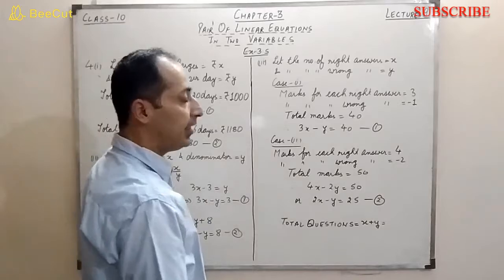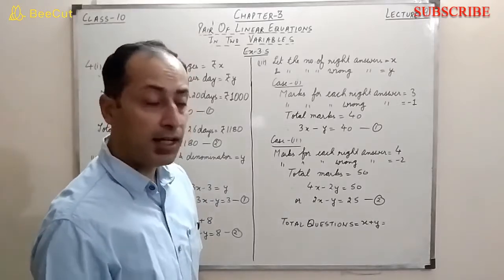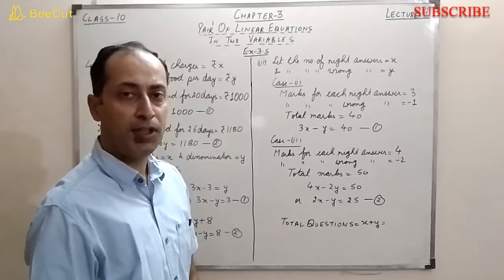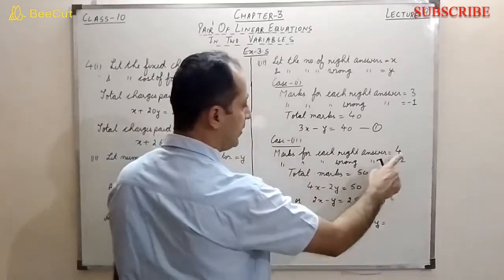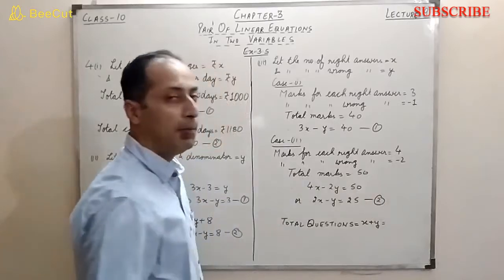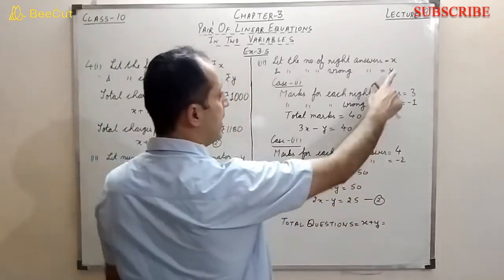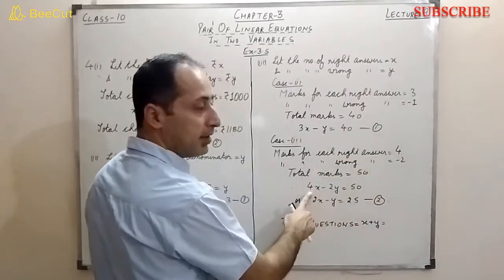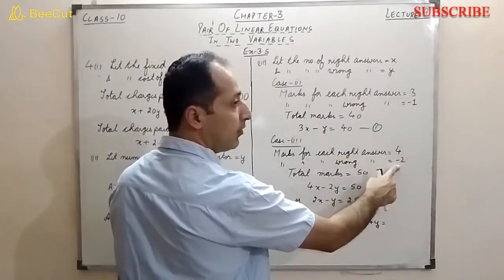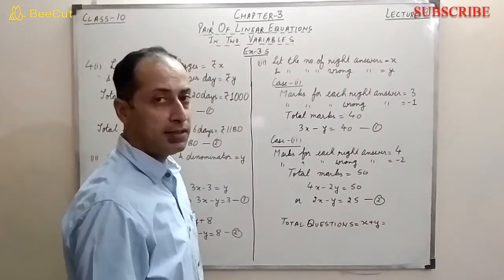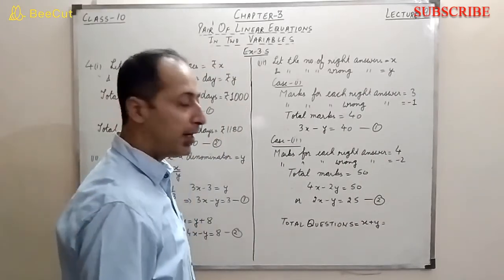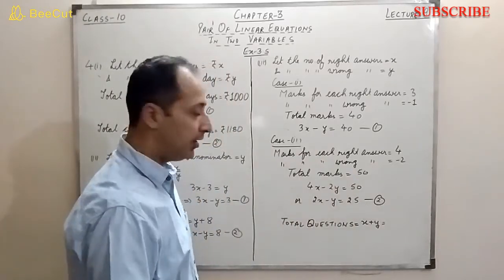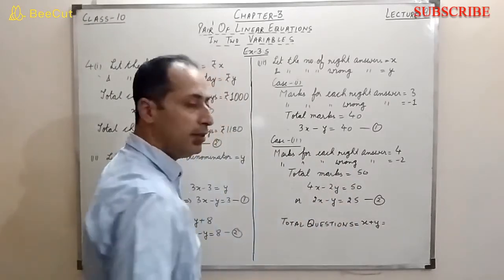Again, in the second case, it is given that he gets 4 marks for the right answer and 2 marks are deducted for the wrong answer. So I write marks for each right answer is 4 and marks for each wrong answer is minus 2. If x answers are right, the total marks you get is 4 into x, that is 4x. And if y answers are wrong, the marks deducted is y into minus 2, that is minus 2y. The total marks in this case is 50. So that is 4x minus 2y equals 50.